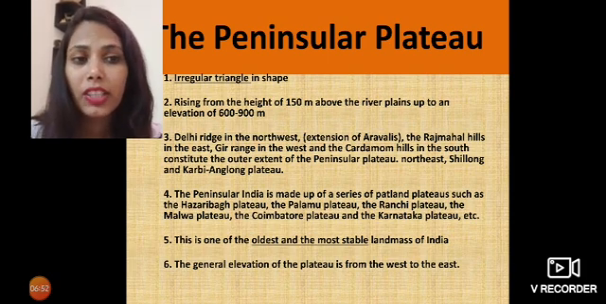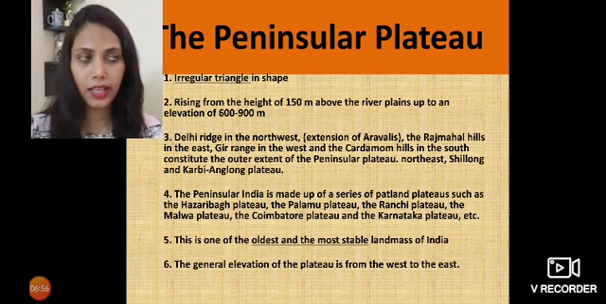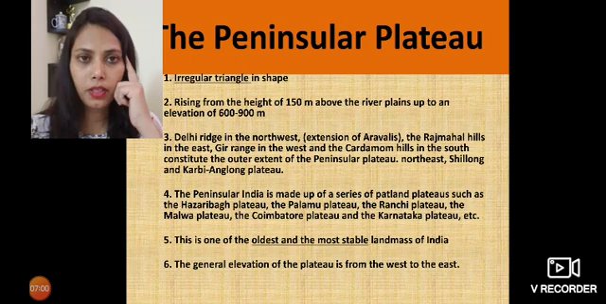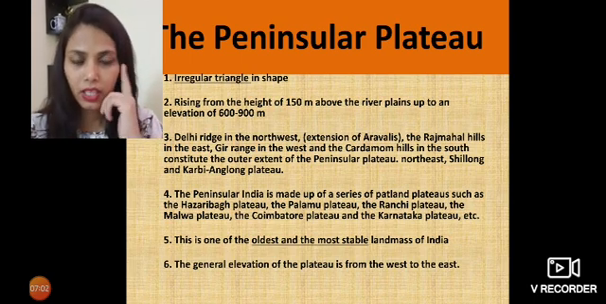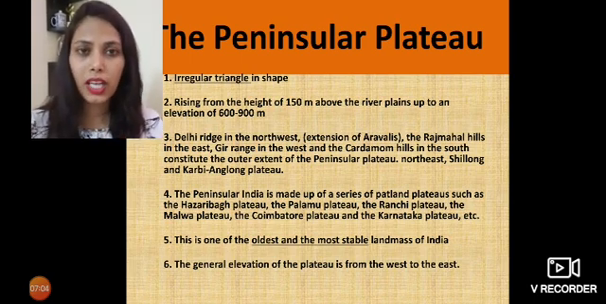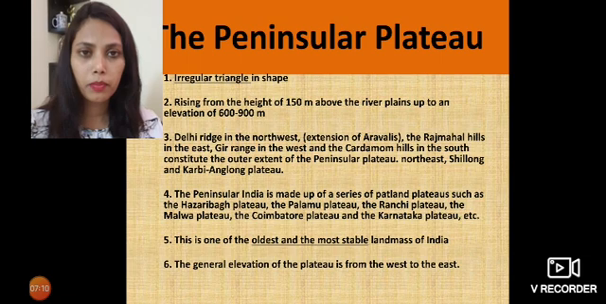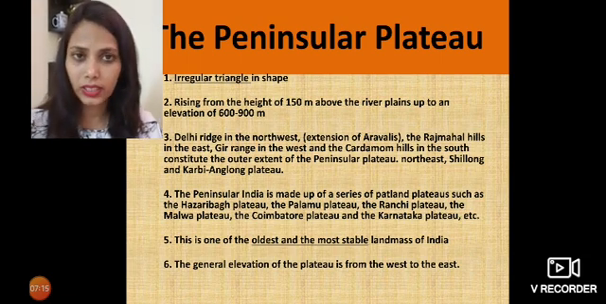The general elevation of the plateau is from west to east. General elevation means, see, if you keep the India map in mind, you know where Gujarat is. To the south of Gujarat you have Maharashtra state, Mumbai is there, Goa is there. So that is the western coastal plain. Near the western coastal plain is the Western Ghats.